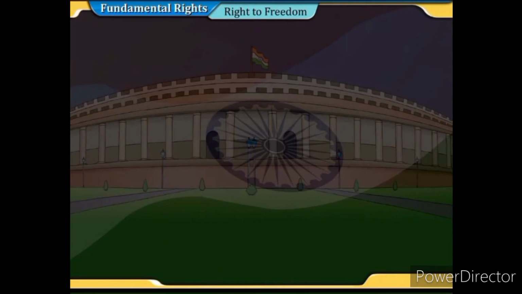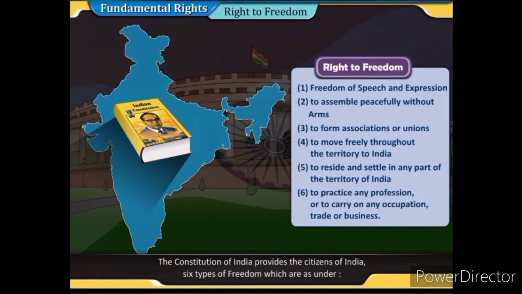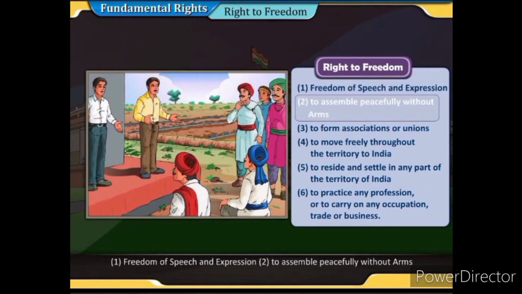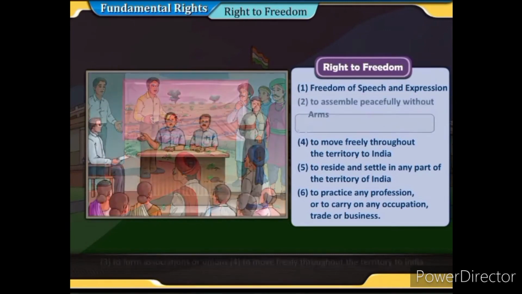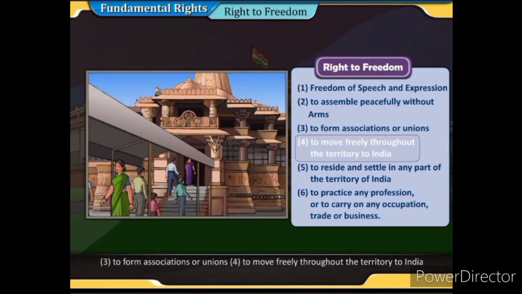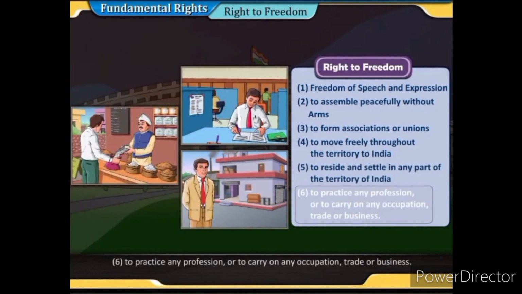Right to freedom. The Constitution of India provides the citizens of India 6 types of freedom, which are as under. 1. Freedom of speech and expression. 2. To assemble peacefully without arms. 3. To form associations or unions. 4. To move freely throughout the territory of India. 5. To reside and settle in any part of the territory of India. 6. To practice any profession or to carry on any occupation, trade or business.